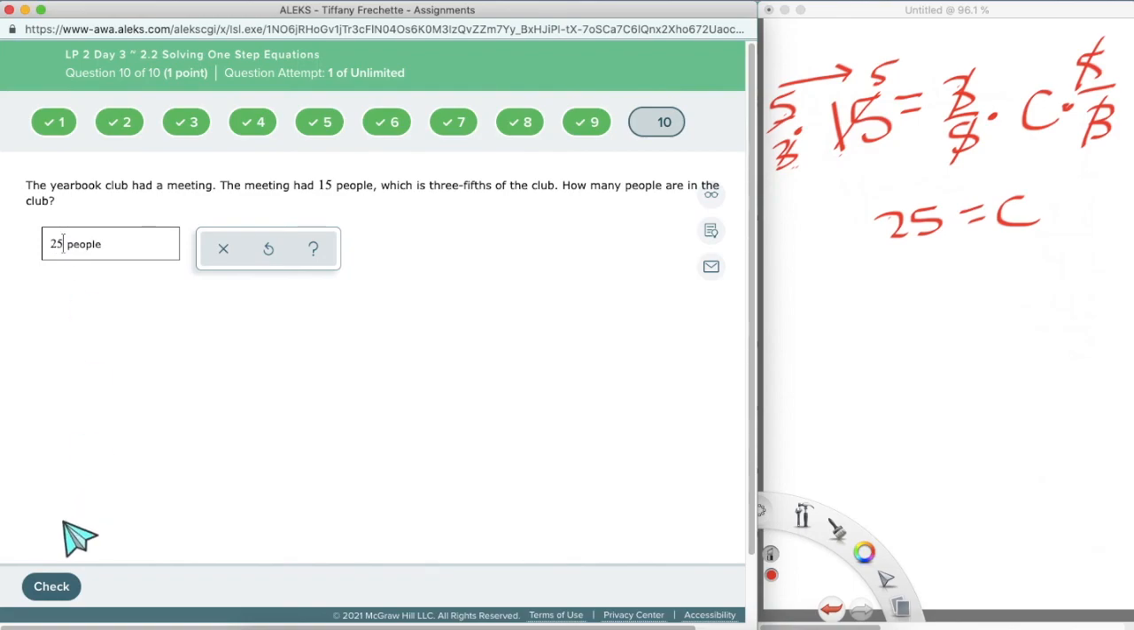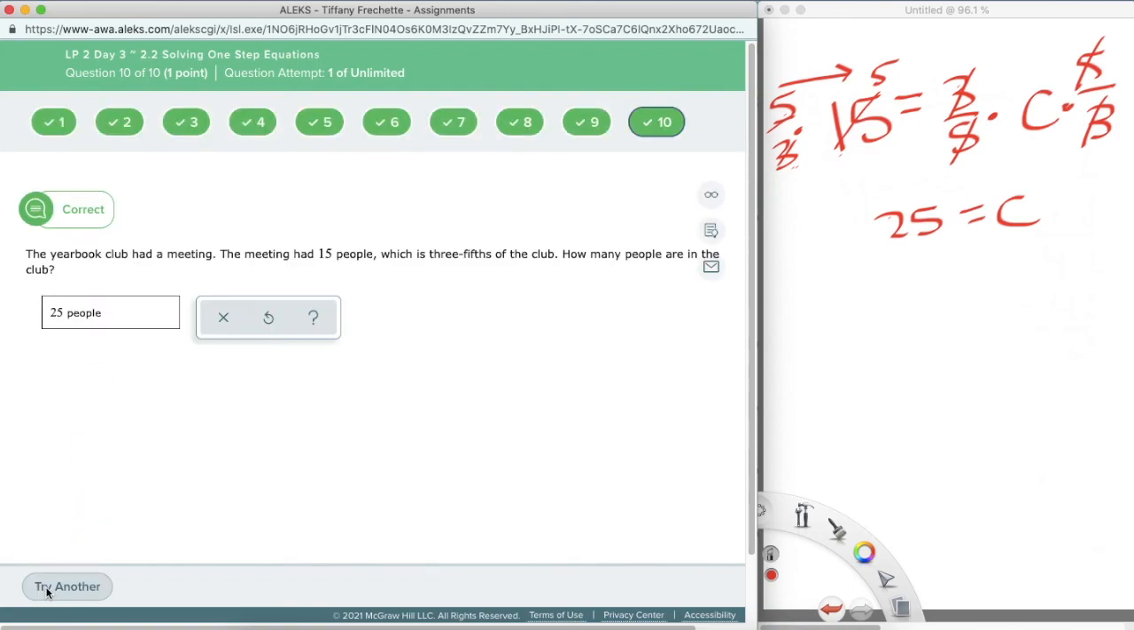All right. So that was all of section 2, and I will see you in section 3.